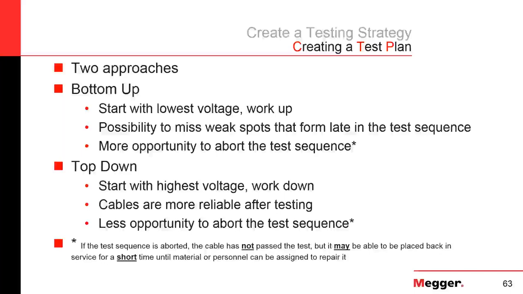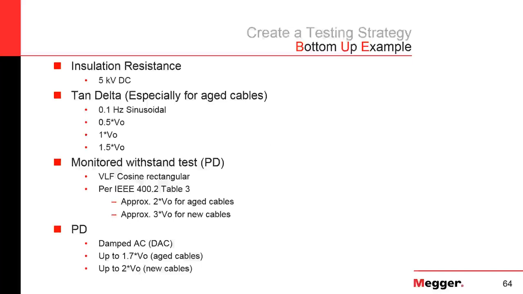Now, there's a big asterisk here. If the test sequence is aborted, the cable has not passed the test. I want to be very clear about that. The cable has not passed the test, but you may be able to place it back in service for a short time. When would you do this? If it's an inconvenient time, or material or personnel are not readily available to repair it, or it's an important cable, something like that. But it's important to know the cable has not passed the test and it may fail in service. You already know that that cable's got a weak spot on it.